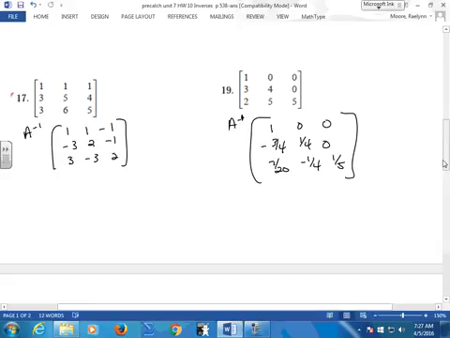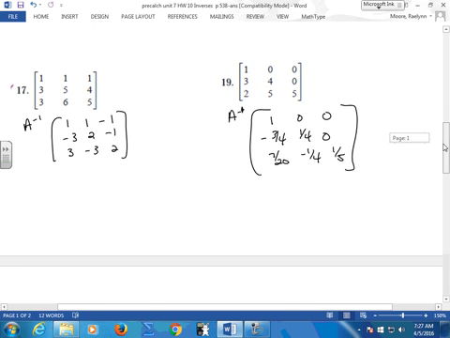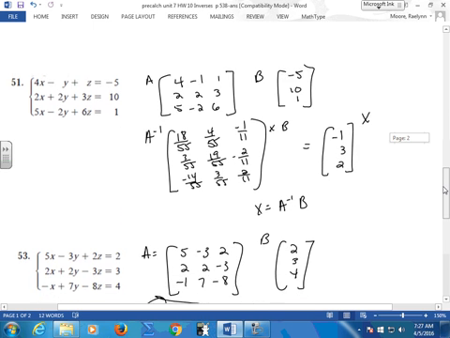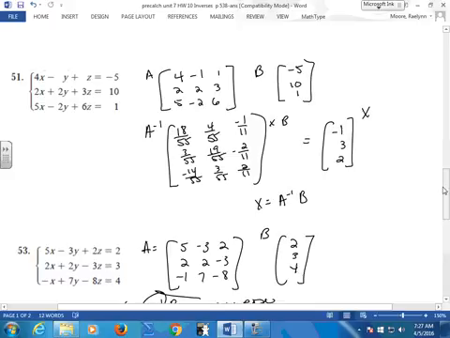But if you have A and you do A to the negative 1, and it doesn't have an inverse, it won't give you one. It'll give you some kind of message. It might say singular, it might be something else. Okay?